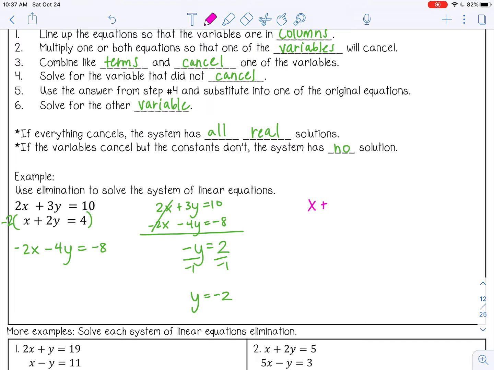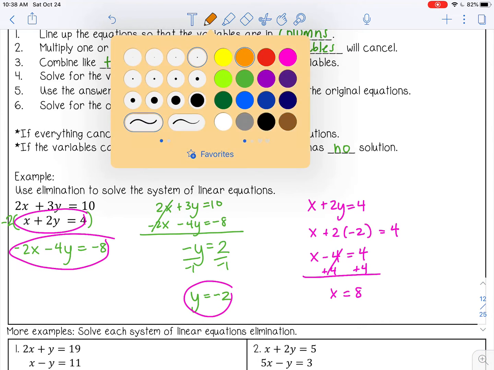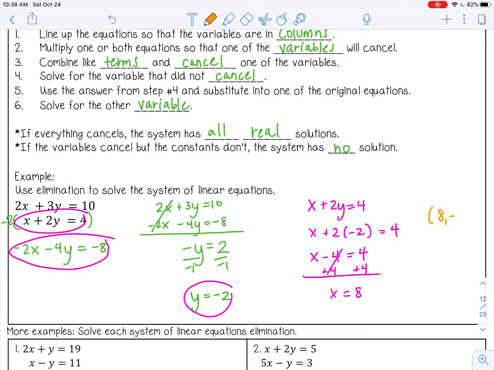So the second equation is x plus 2y equals 4. And you can use the original. You don't have to use the one you got after you multiplied. You can use the original. So I'm going to substitute in -2 for y because that's what I got when I solved. And then I'm going to solve for x. So let's see. 2 times -2, that's -4. Then I'm going to add 4 to both sides. So x equals 8. So my final ordered pair answer is 8, -2. Make sure you write your x first and then your y.